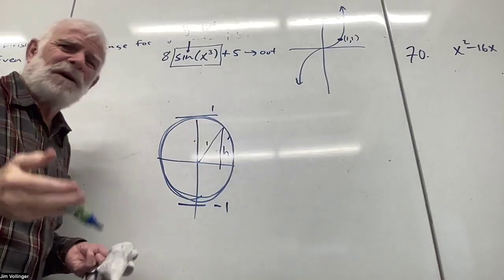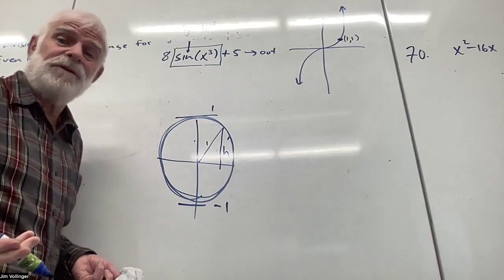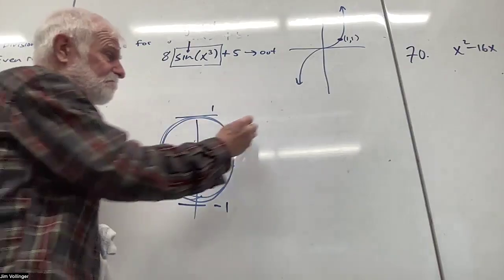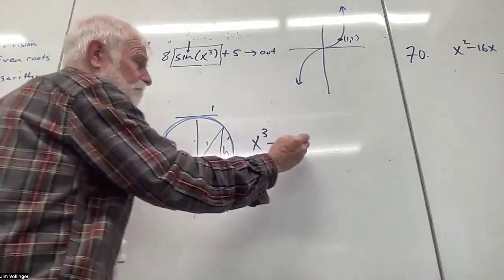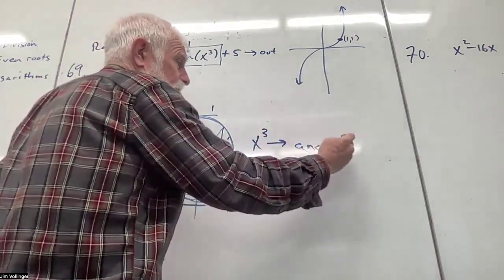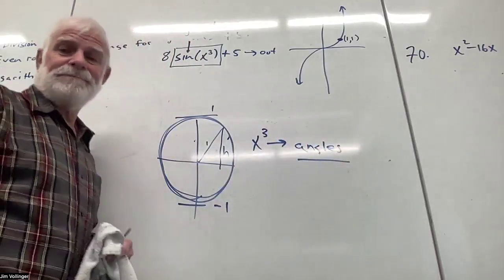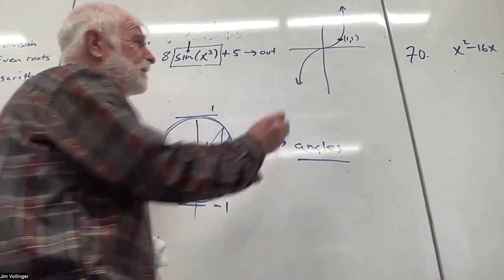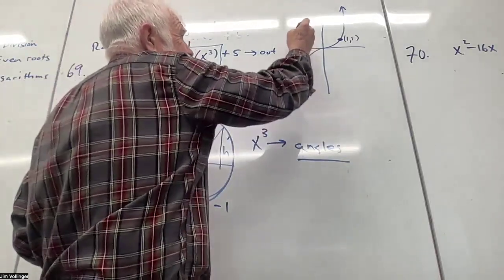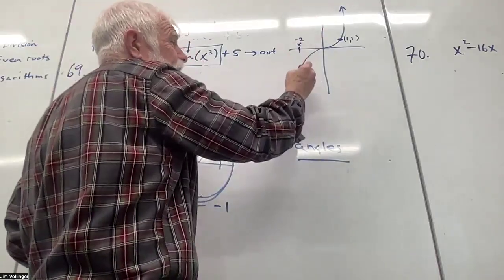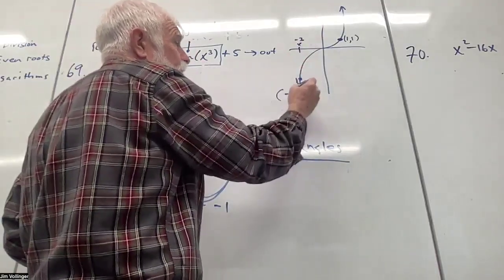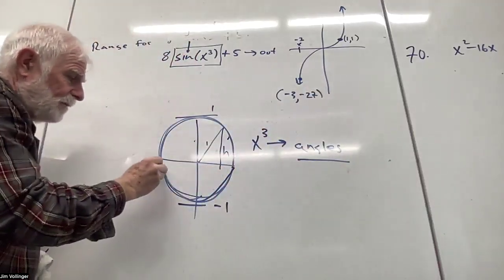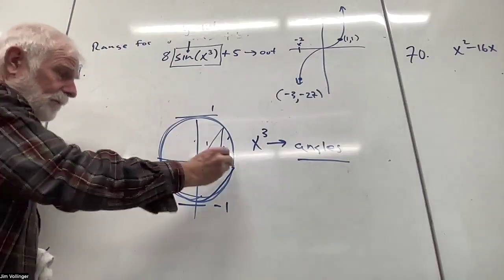I'm not trying to throw anybody off. I'm trying to create conversations that you need to have. So what's x cubed represent? That's what it's representing. Angles. It's like putting angles here at x. At x equals -3. Well, what's -3 get you? -3 gets you -27.